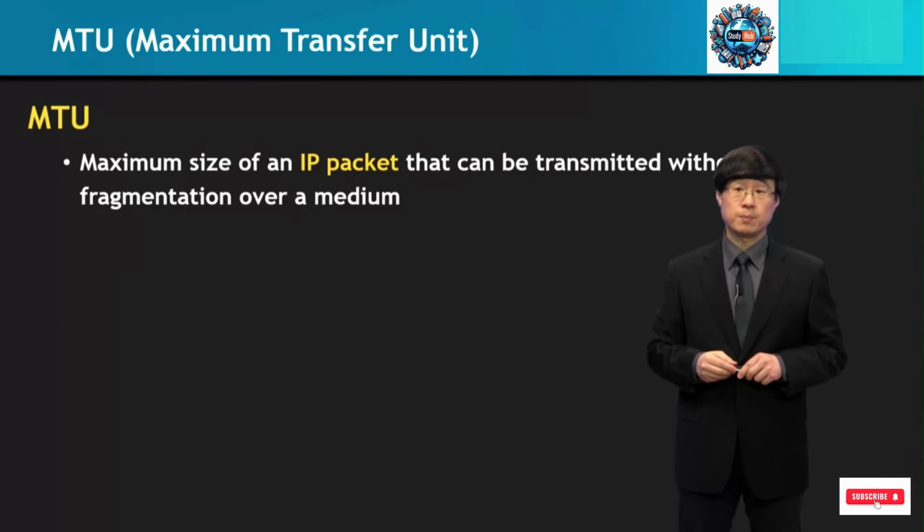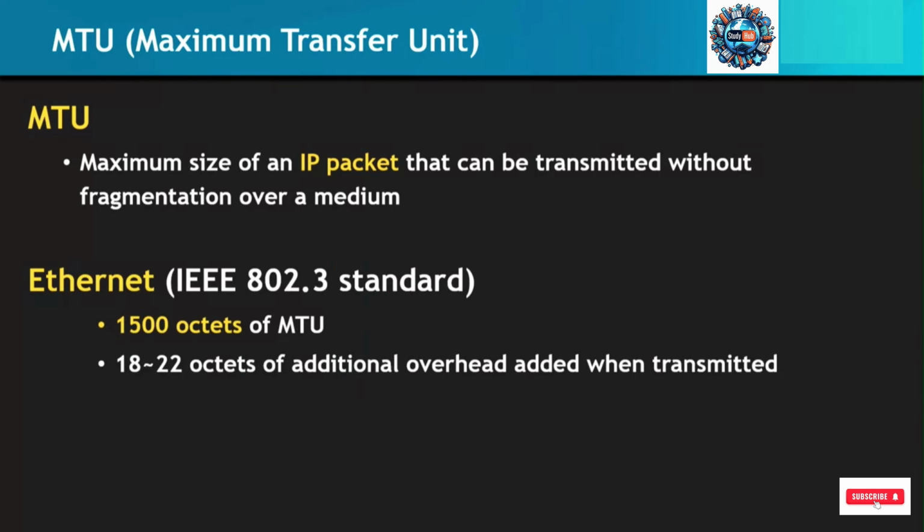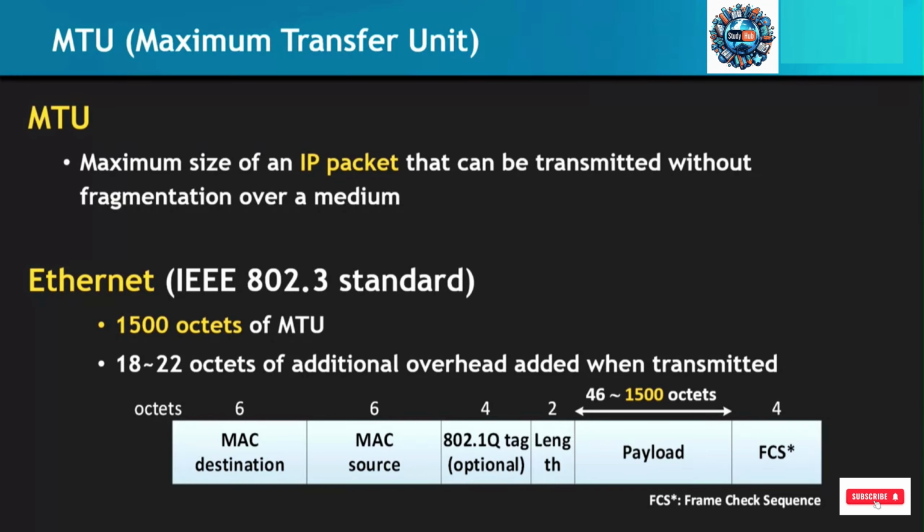For example, one of the things is the definition of MTU. It is the maximum size of an IP packet that can be transmitted without fragmentation over a medium. Now, for example, if you're using Ethernet, based on the IEEE 802.3 standards, the size of the MTU is 1,500 octets. The payload area, from 46 minimum to 1,500 octets, is where your IP packet can go. So in this case, the MTU for IPv4 will be 1,500 octets.